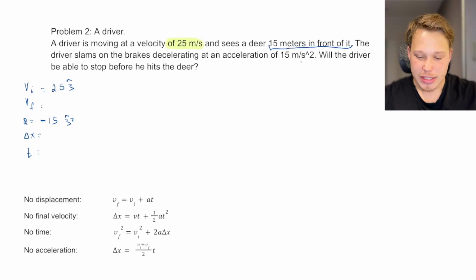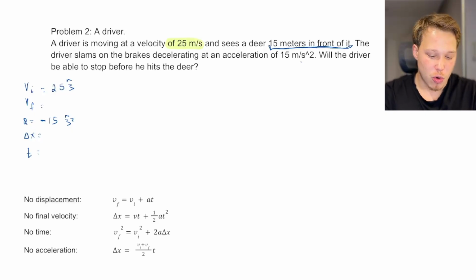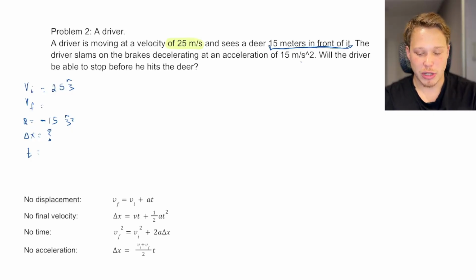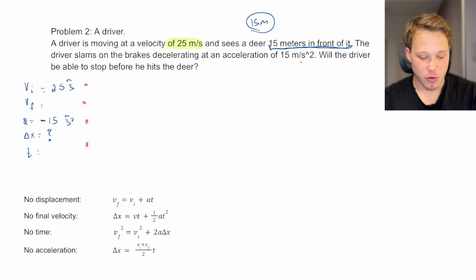So I said we'll come back to this 15 meters in front of it because what really matters is whether the driver's stopping distance will be greater than 15 meters, right? Then he will hit the deer surely, or if he will stop before this 15 meters. So what we're looking for actually is delta x, which we'll later compare to this 15 meters. So I'm not going to write down my 15 meters right here because this is the information for the driver.